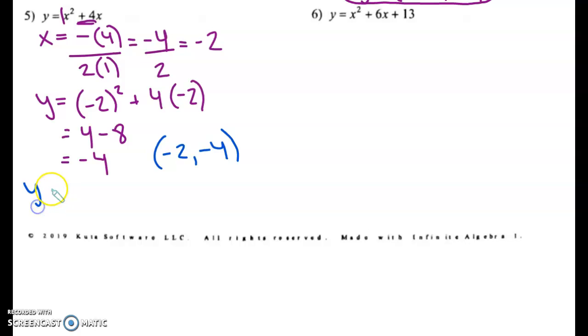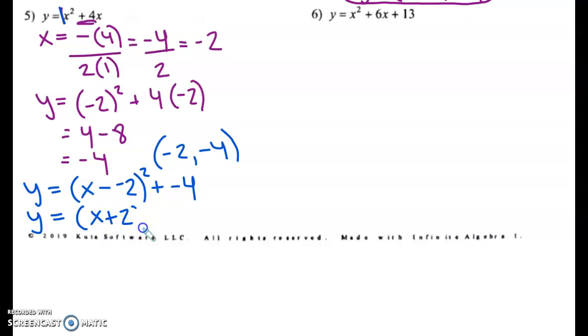So when I plug this in to my vertex form equation, I get a, which is positive 1, so I don't have to write it, parentheses x minus h squared plus k. Well, when I put this together, I get y equals x minus a minus is a big old fat plus, squared, and then plus a negative is just a minus. Okay, that's it, guys.